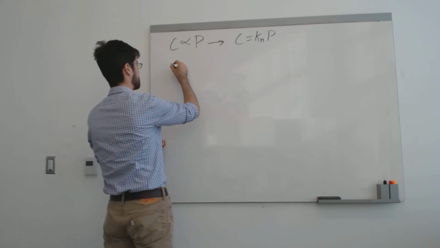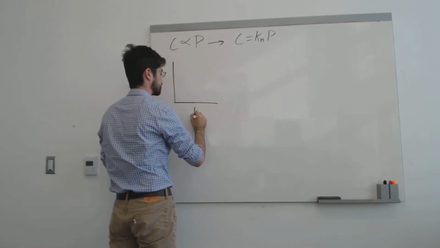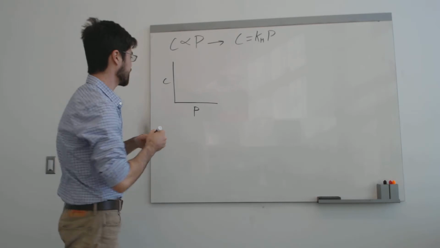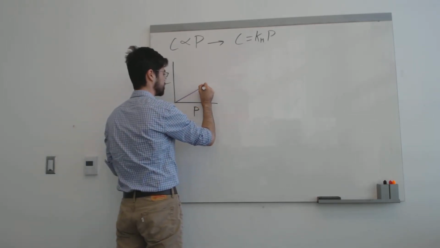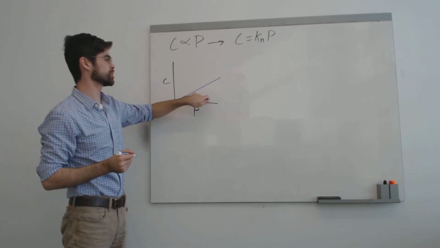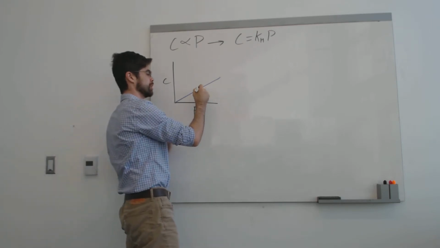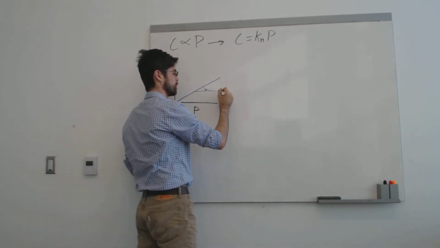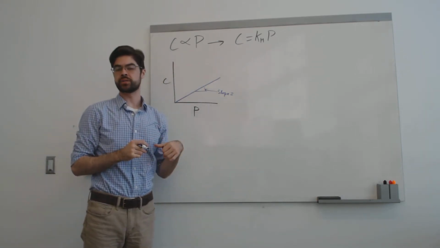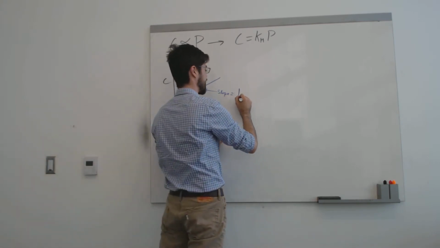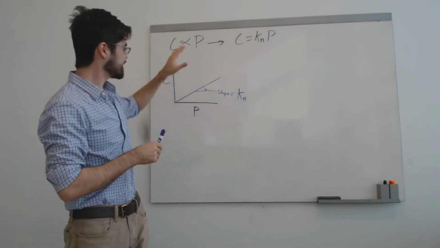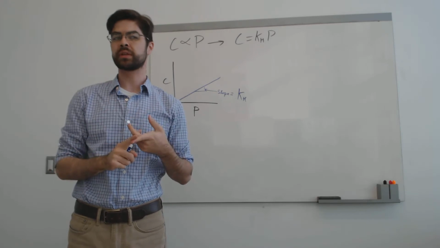And generally, if I were to make a plot of pressure versus concentration, that relationship would look generally like this. So if I increase the pressure, the concentration goes up, and then the slope of this line tells you just how much the concentration increases as you increase the pressure, and that slope is equal to the Henry's law constant.